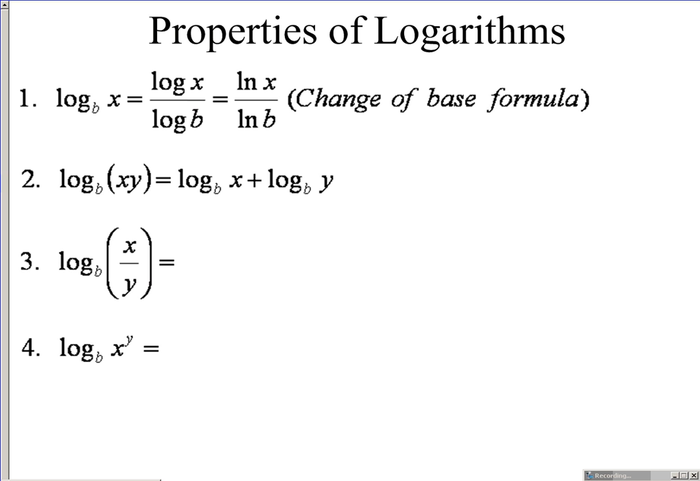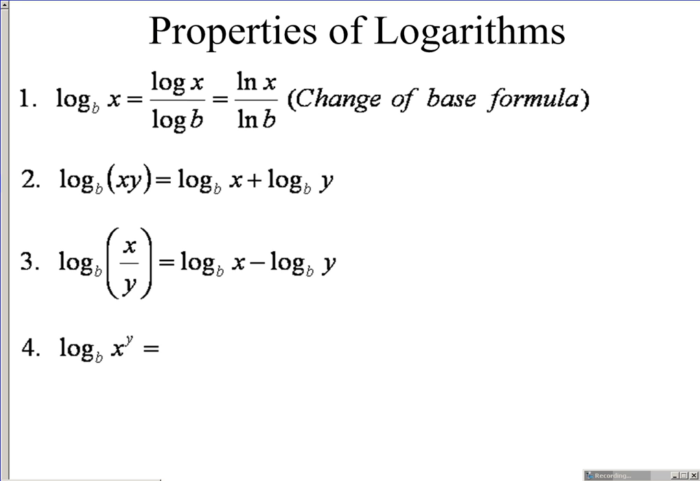Likewise, if we divide like bases, something like x to the eighth divided by x to the third, we subtract exponents and get x to the fifth. We're dividing here in the argument. If I want to separate that into separate logarithms, we subtract the two logarithms: log base b of x minus log base b of y.